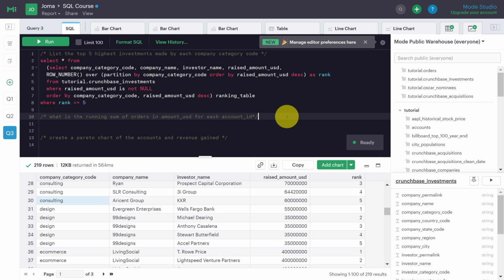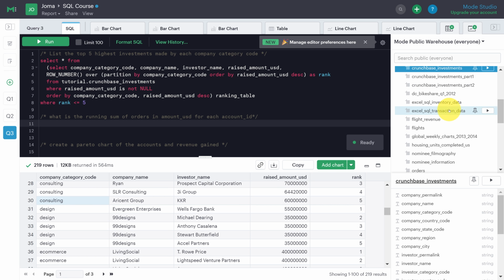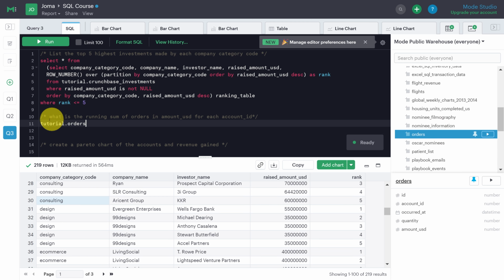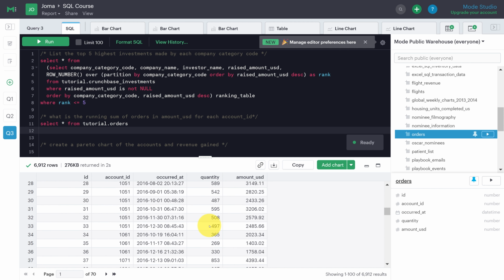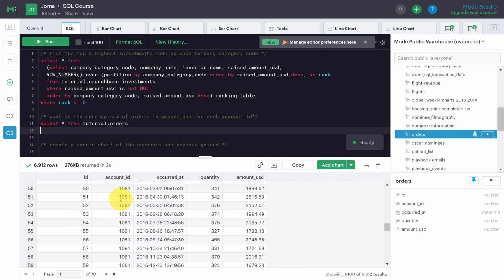What is the running sum of orders in amount USD for each account ID? All right, so for this question, we have the orders table. Not much documentation here, so I'm not sure what kind of order it is, but we know that in the table, you have IDs for the transaction ID, I'm guessing, because each row has an amount USD to it, so I'm guessing these are transactions. And then the quantity of whatever they bought, and then the account ID, depending on which account it is. As you can see, there are different account IDs.